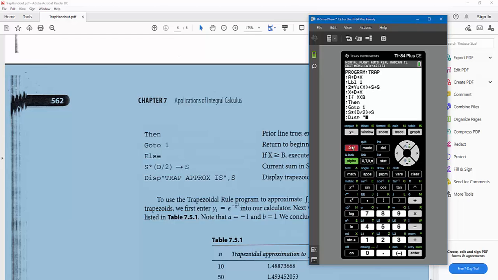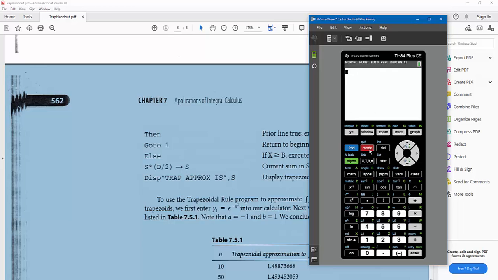Quotes. Oh, you know what? I'm gonna lock my keyboard into alpha mode. Let's see. Trap. Approx. So trap, and then I need a space. Approx. So that's APPROX, and another space is quotes. Okay, I need to get out of alpha mode. Comma. Here's the comma. And S. So alpha S. All right, so I should have the program entered.